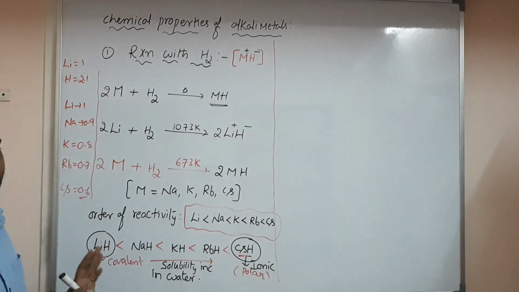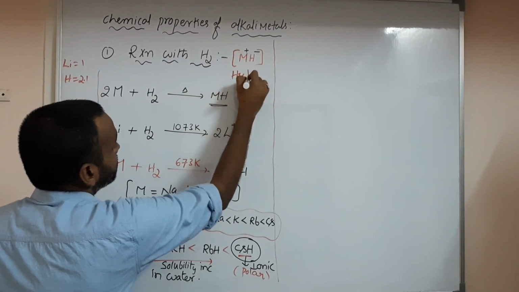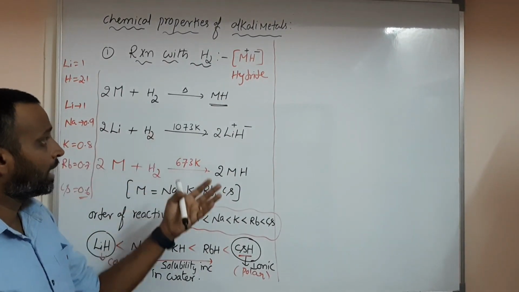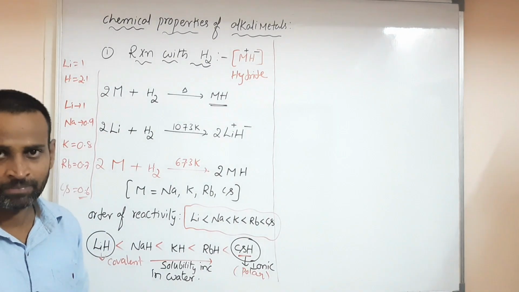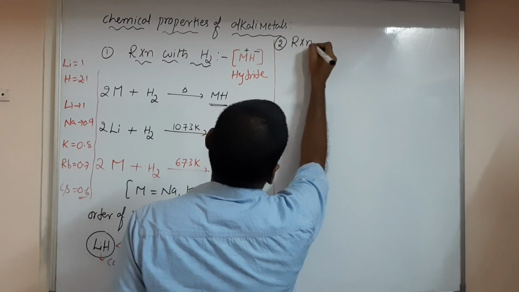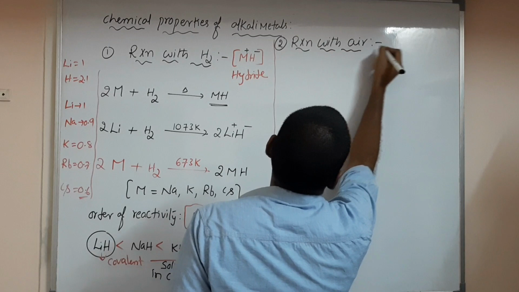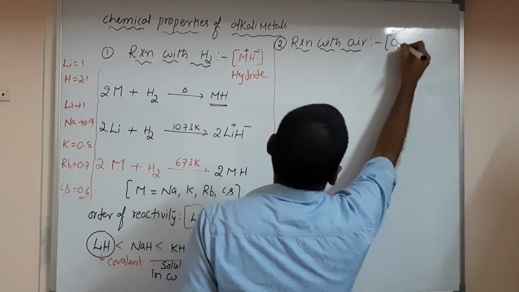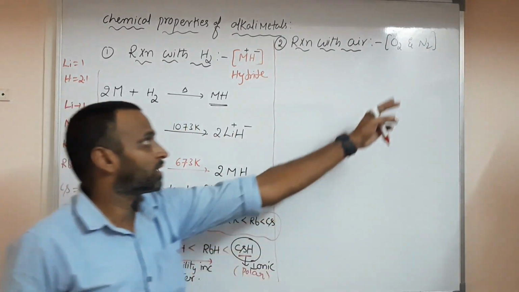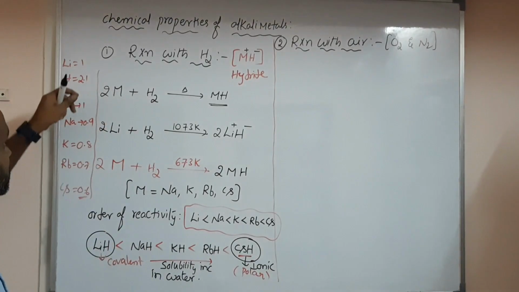This is about hydrides. So reaction with hydrogen gives hydride: lithium hydride, sodium hydride, potassium hydride, like that. So this is the reaction with H2. Next one is the reaction with air. Air means actually O2 and N2. So N2 is inert, but because of its small size, lithium can combine with N2 directly. The remaining all won't. So this is very important.